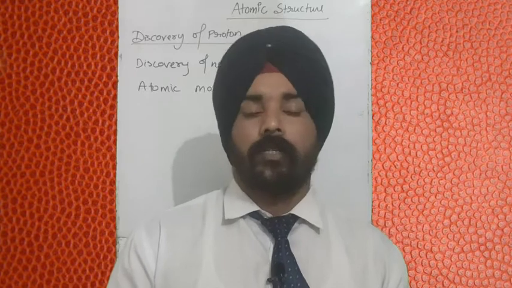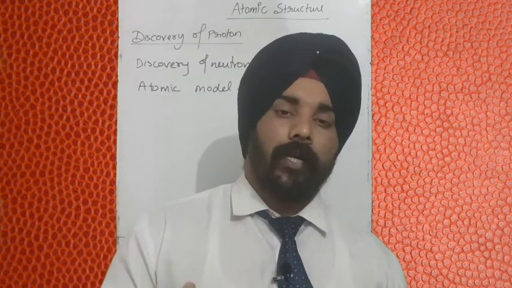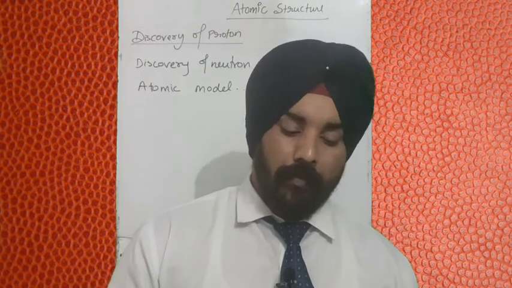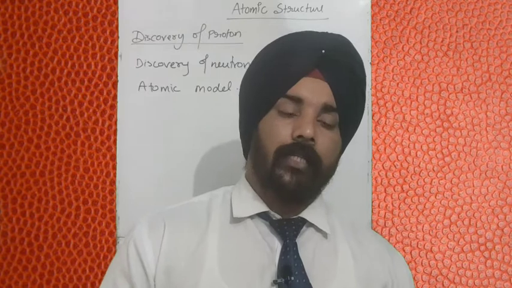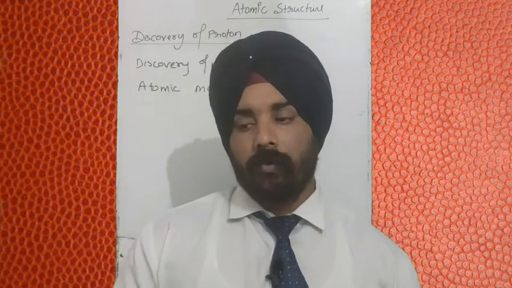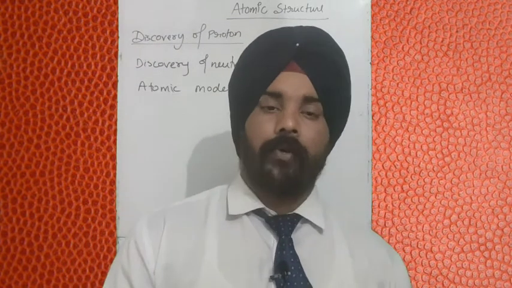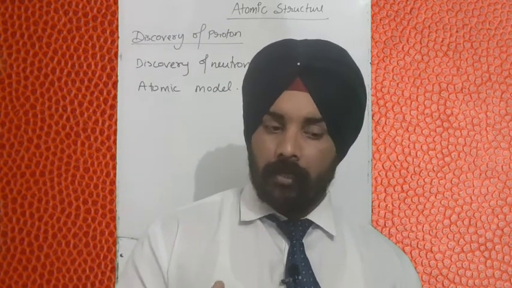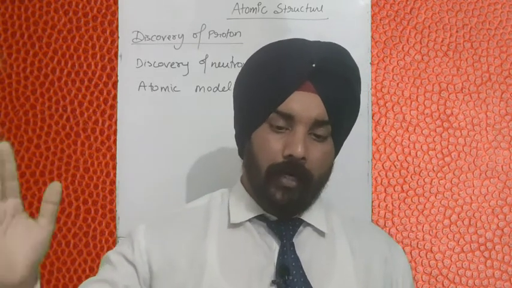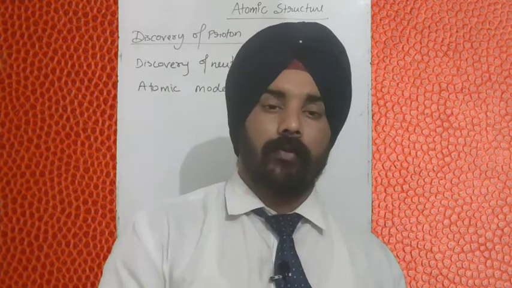What modification was done? He took the cathode plate perforated, meaning there were some holes in the cathode plate. Okay, and he evacuated the discharge tube and applied the high voltage. So when he applied the high voltage and took the perforated cathode, he saw some rays emitting from the anode side and passing through the perforated cathode and producing a glow behind the cathode.